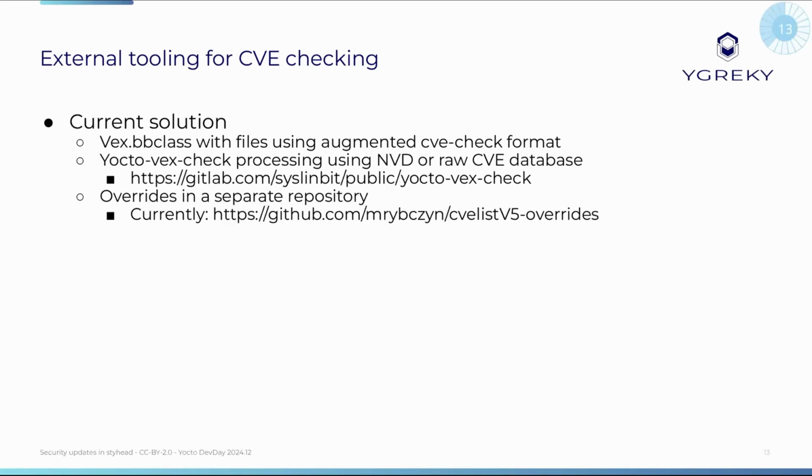So at the end, what you do have in master and Styhead is the vex.bbclass that outputs an augmented CVE check format. And there's the Yocto check tool that can process that output file using NVD or the raw CVE database, currently hosted externally. And we have overrides of the CVE repository, currently also separate, subject for future work.